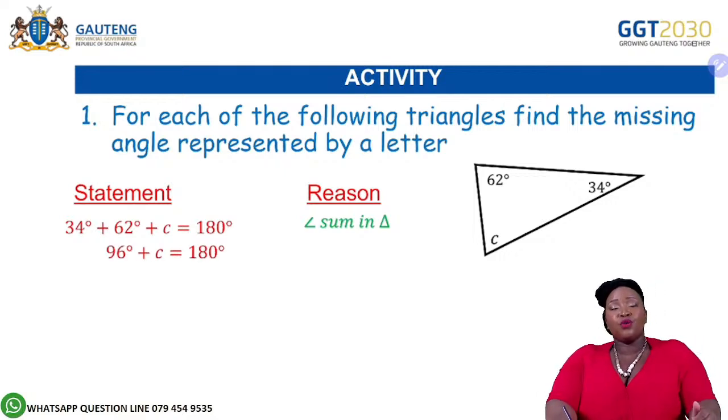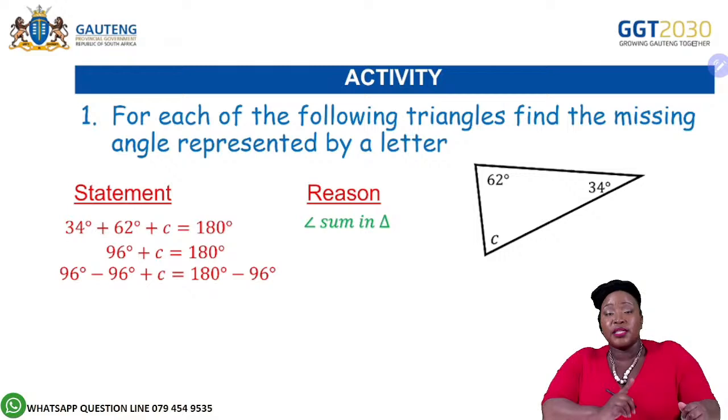And then from there, you collect your like terms. So you're going to add 34 degrees and 62 degrees together, and that gives you 96 degrees, right? So now you need to find the additive inverse of 96 degrees. This is positive, so it must be a negative one. Hence, we are subtracting 96 degrees on both sides, and then we get the value of C to be equal to 84 degrees.